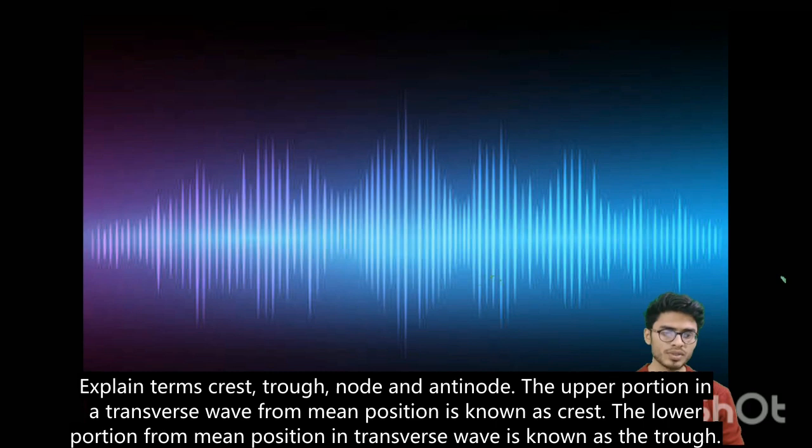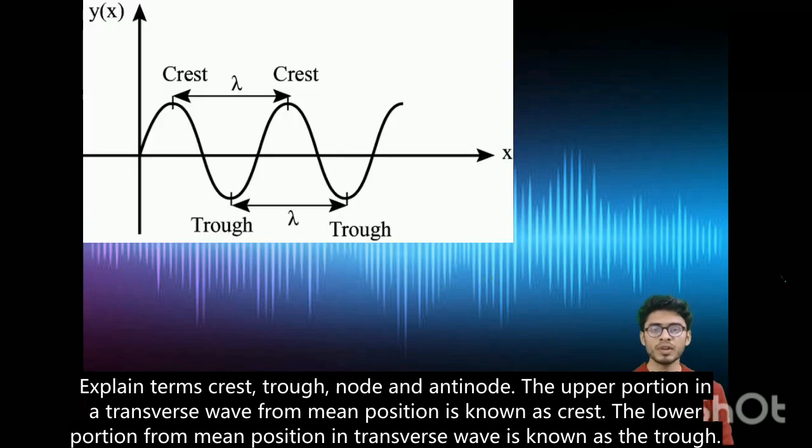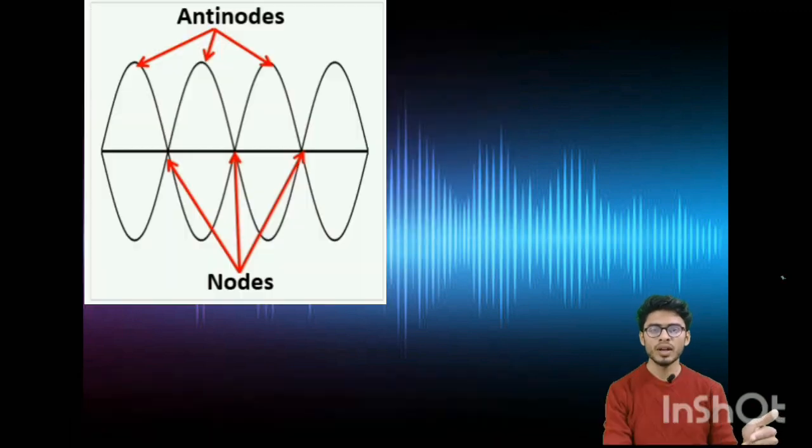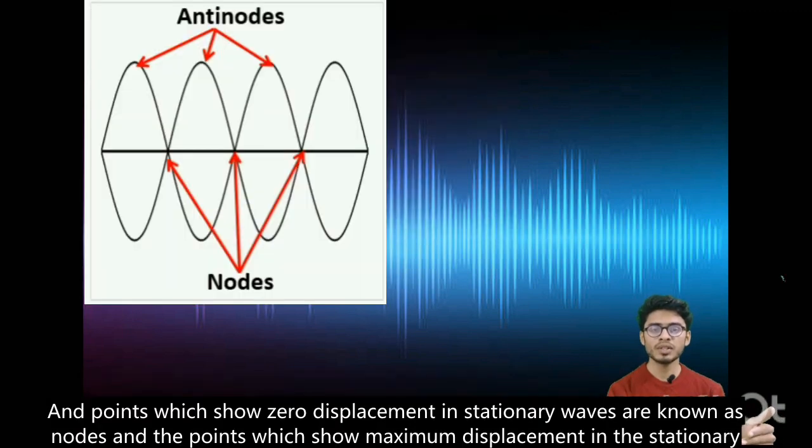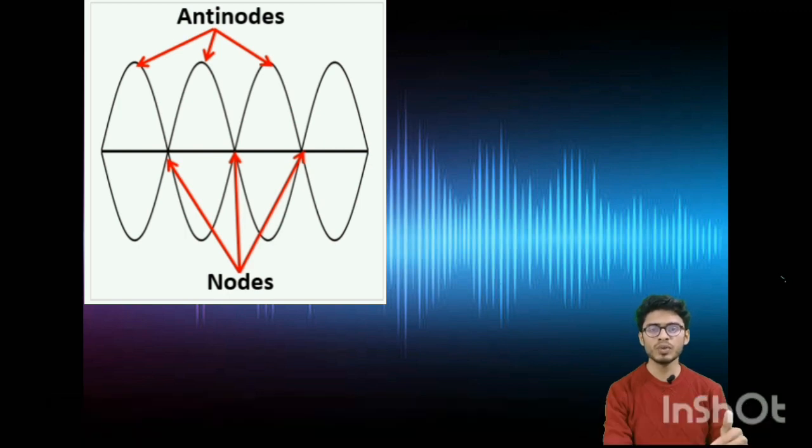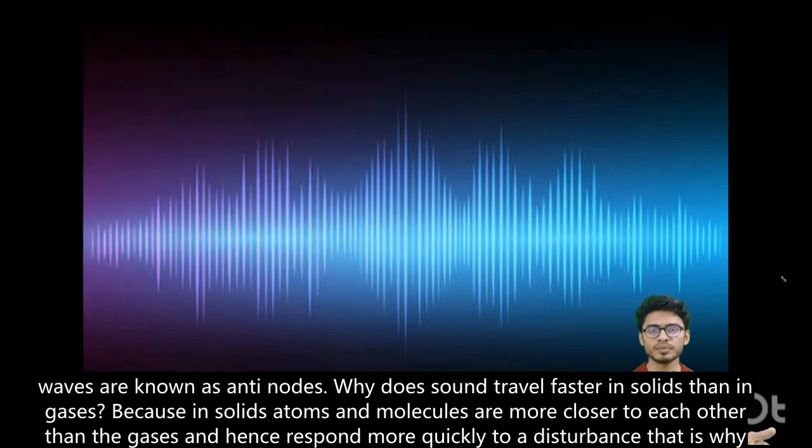Explain the terms crest, trough, node and antinode. The upper portion in a transverse wave from mean position is known as crest. The lower portion from mean position in a transverse wave is known as trough, and the points which show zero displacement in stationary waves are known as nodes, and the points which show maximum displacement in stationary waves are known as antinodes.